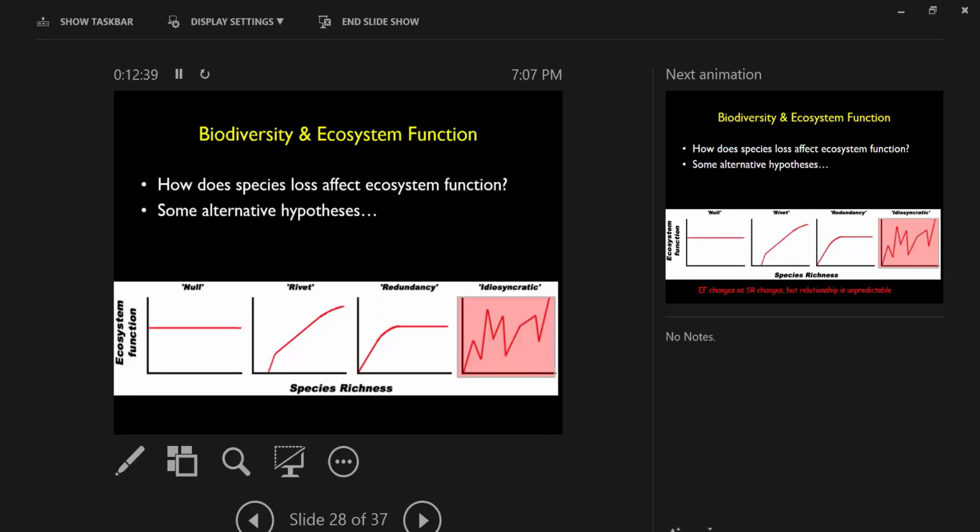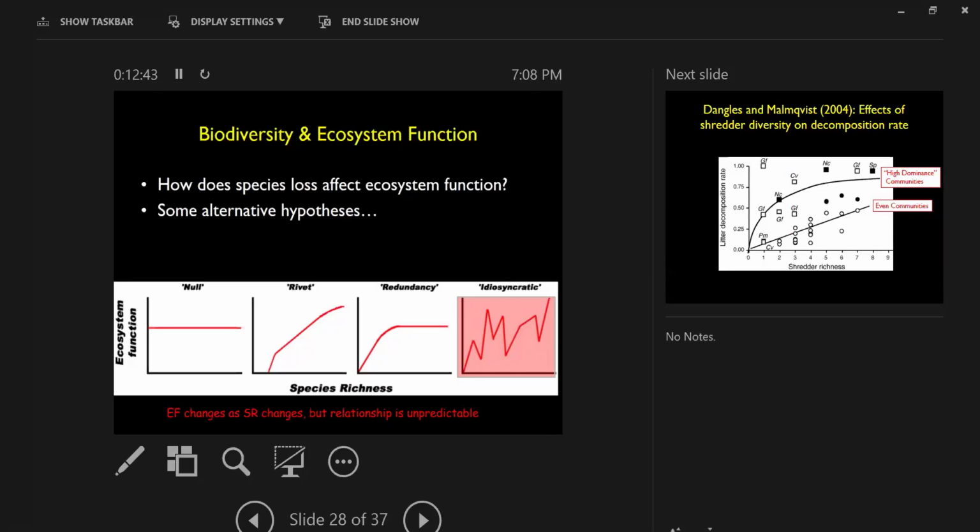And then the idiosyncratic response, which simply says that, yes, there's a relationship, it changes, but it's unpredictable. As we gain and lose species, it's really hard to predict how ecosystems will respond.